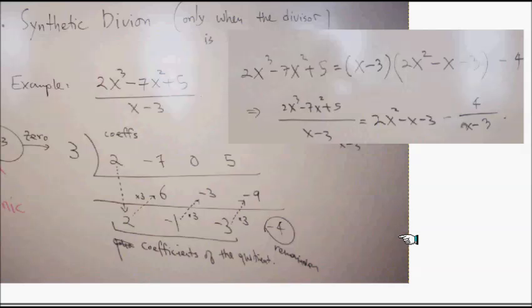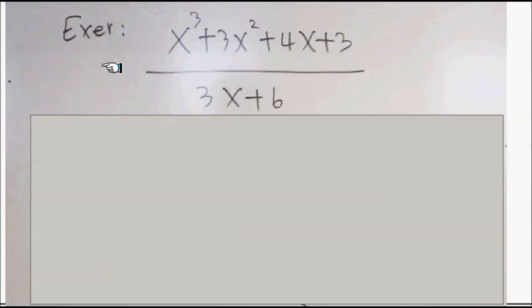Let's extend this to a non-monic divisor of degree 1. So here's a typical problem. Here's a high degree polynomial. We're dividing that polynomial by a divisor of degree 1, but this time what's in front of x is 3, so it's not monic. So how are we going to do this with a synthetic division? Well, first we have to look at the long division and get the answer and compare with what we get out of the synthetic division.